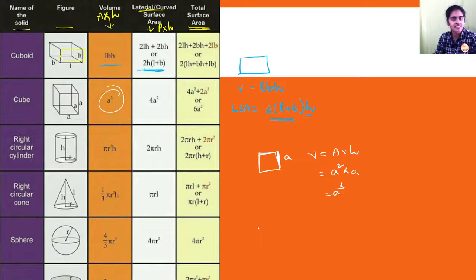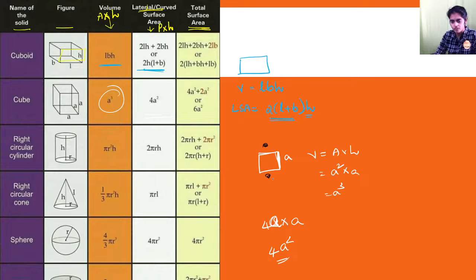And what is the perimeter of this? 4 into s, isn't it? 4 into s is the perimeter of a square. Here we have taken the side as a, so 4 into a. For this you multiply the height. Height is also a in a cube. So it is 4a square, and 4a square is the lateral surface area.